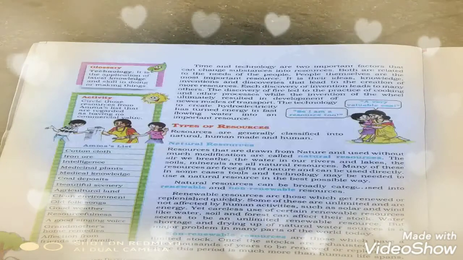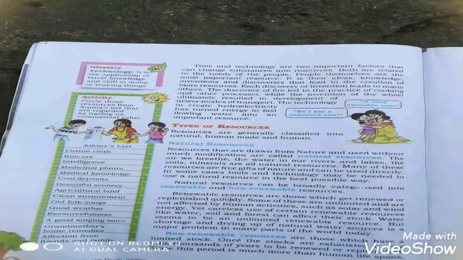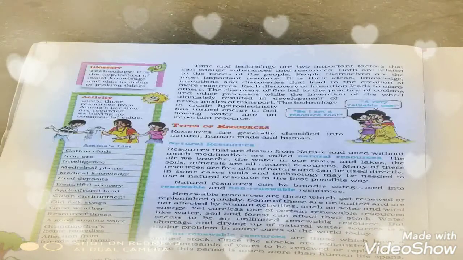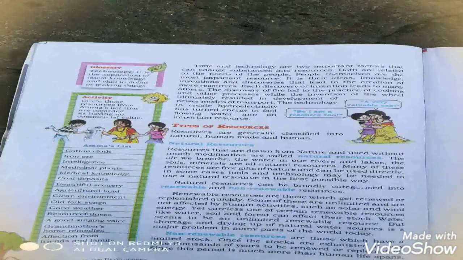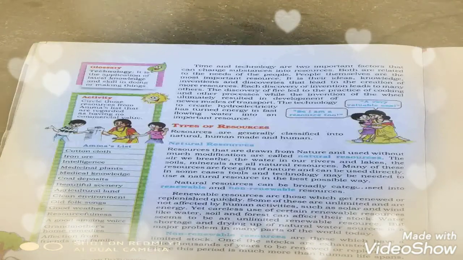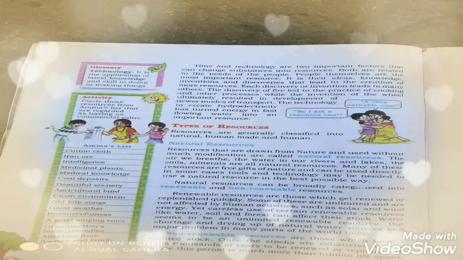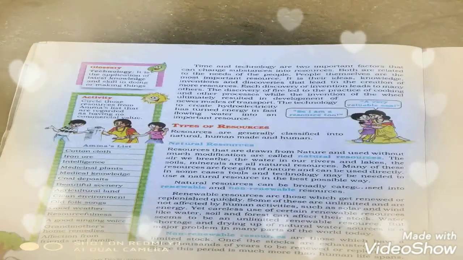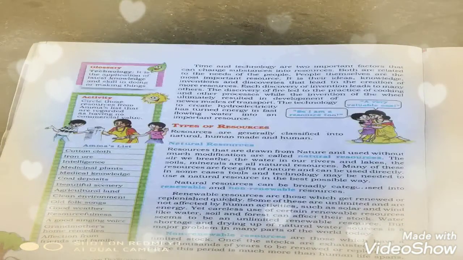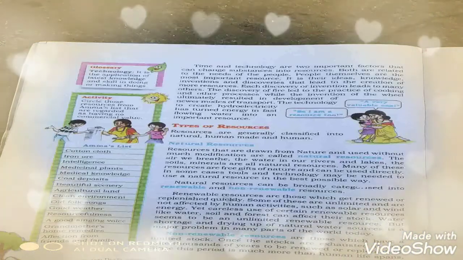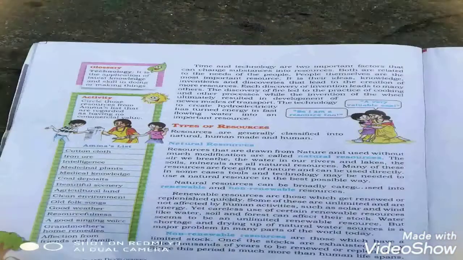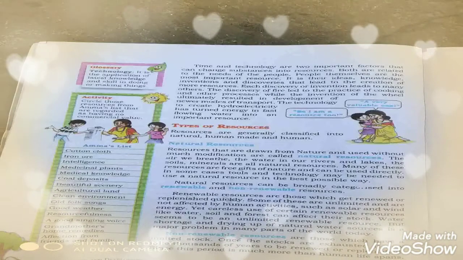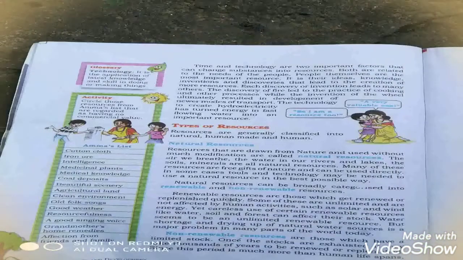A very valuable one. I am a resource too. Resources are generally classified into natural, human-made and human. Natural resources. Resources that are drawn from nature and used without much modification are called natural resources. The air we breathe, the water in our rivers and lakes, the soils, minerals are all natural resources. Many of these resources are free gifts of nature and can be used directly. In some cases, tools and technology may be needed to use a natural resource in the best possible way.